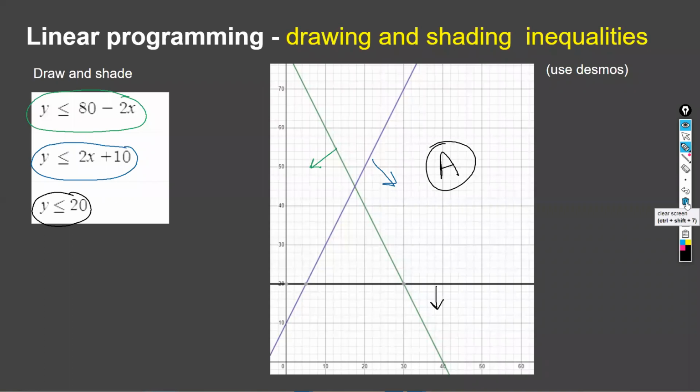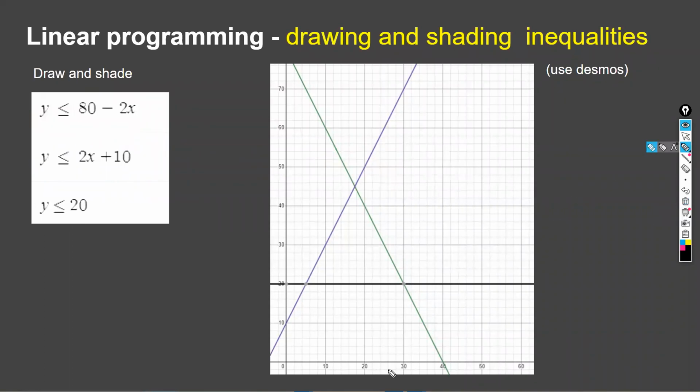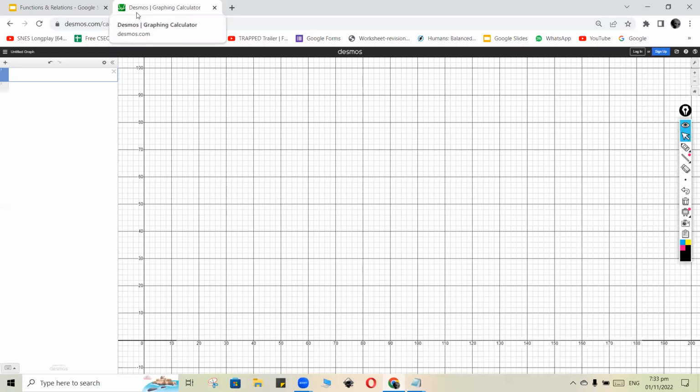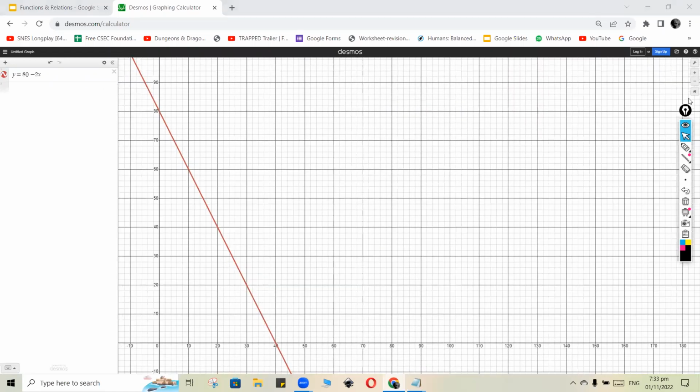So let me use a little program I have here. This is a free program you can find on the internet. It's called Desmos, the DESMOS graphing calculator. It's really useful. So let me start again and draw all the graphs. All you have to do is type in the equation like this. Y is equal, I'm using the equal sign for the time being, 80 minus 2x. And it will automatically draw the graph for you. It's pretty cool, right?